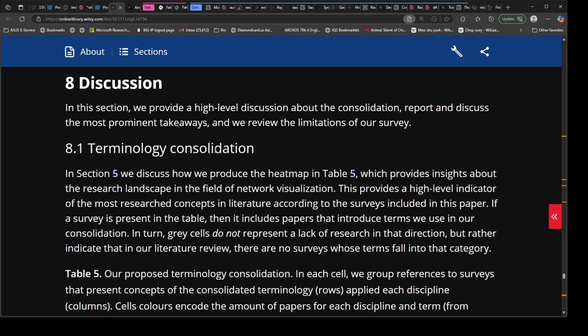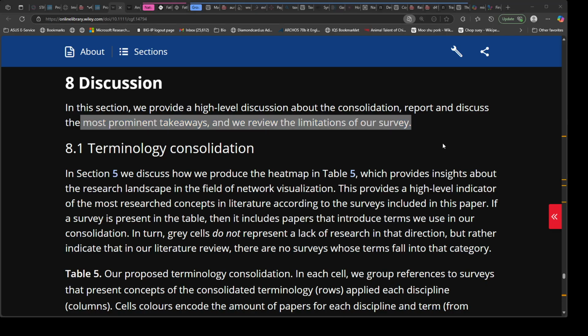8. Discussion. In this section, we provide a high-level discussion about the consolidation, report and discuss the most prominent takeaways, and we review the limitations of our survey. 8.1 Terminology consolidation. In Section 5 we discuss how we produce the heat map in Table 5, which provides insights about the research landscape in the field of network visualization. This provides a high-level indicator of the most researched concepts in literature according to the surveys included in this paper.